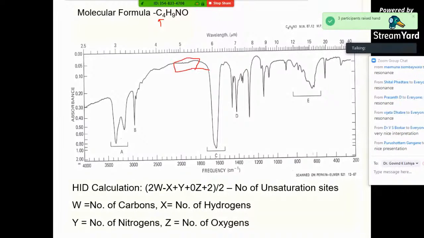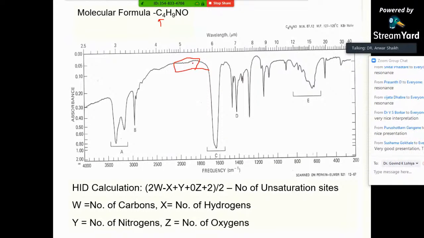The spectrum is also showing that there are no overtone or combination bands, the small bands which are observed in aromatics. So it is not the aromatic one. So it is an aliphatic compound. It is containing nitrogen and oxygen also.